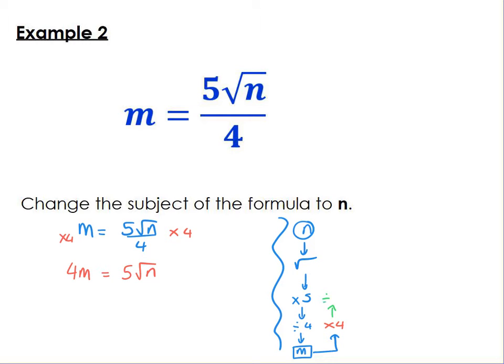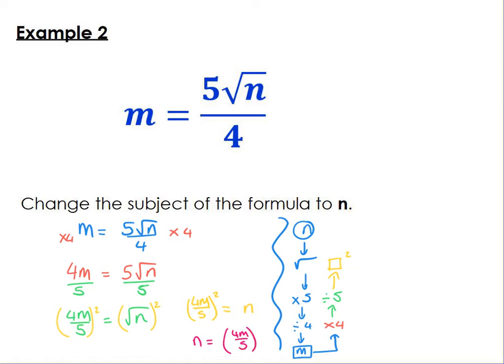Next, I'm going to divide both sides by 5, and that's going to give me 4m divided by 5 equals the square root of n. The last step is going to be the opposite of square rooting, which is squaring. So I'm going to square both sides. I'm just going to go over to the right, and I'm going to write 4m over 5 all squared. You don't need to square all of that out. Equals n. Writing the subject on the left hand side gives me n equals 4m over 5 all squared.